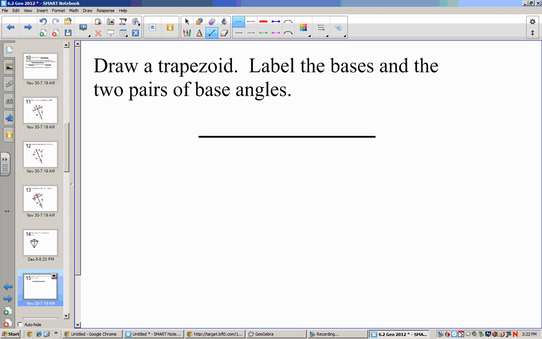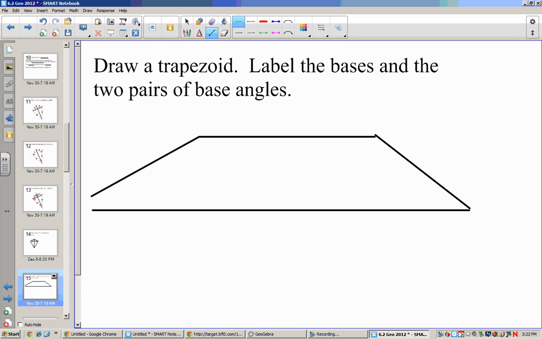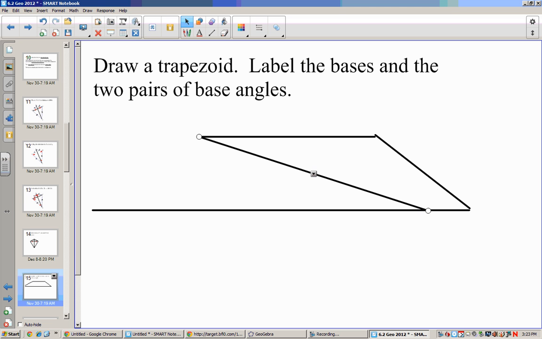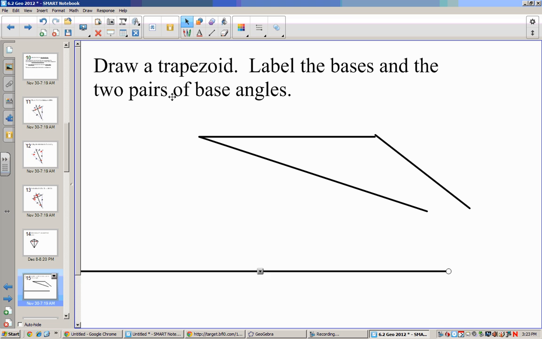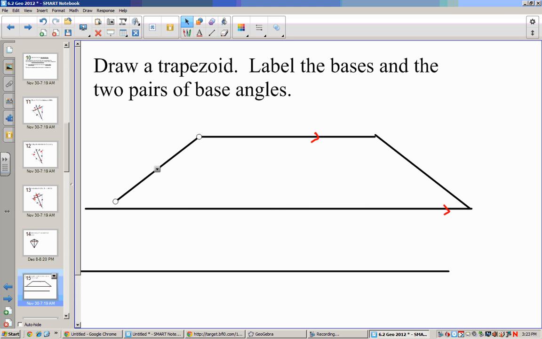All right, now our next quadrilateral we're going to look at is a trapezoid. A trapezoid looks something like this. But a trapezoid could also look like that, if I pull this back. Now, the definition of a trapezoid is it has exactly one pair of parallel lines. So see how these are parallel? That means that this is a trapezoid. But the more traditional trapezoid looks like this.